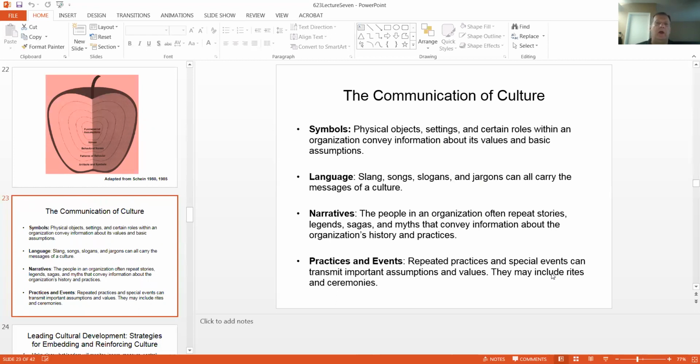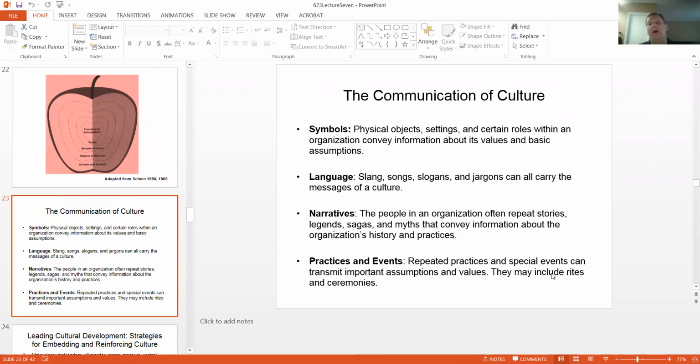Leaders can communicate culture in a variety of ways. They communicate culture through symbols, physical objects and settings and roles within the organization. Those are all symbolic communication of culture. The types of language used in the organization also communicates culture, slang and slogans and jargon. Narratives, the legends, the urban myths and the sagas, those types of things help to communicate culture. Practices and events.